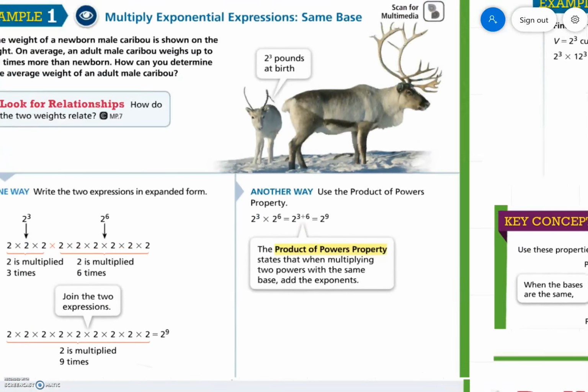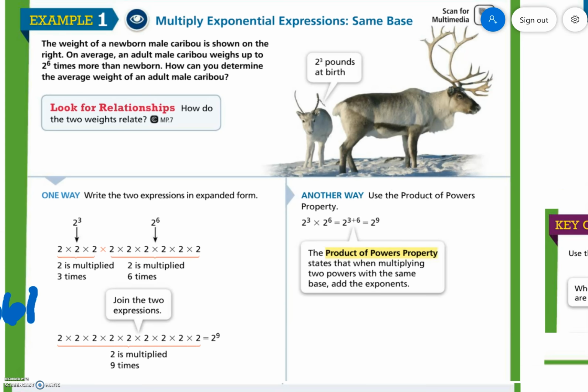Example 1. The weight of a newborn male caribou is shown on the right. On average, the adult male caribou weighs up to 2 to the 6th times more than the newborn. So we're looking at 2 to the 6th, and we're also looking at the words times more than the newborn. How can you determine the average weight of an adult male caribou?